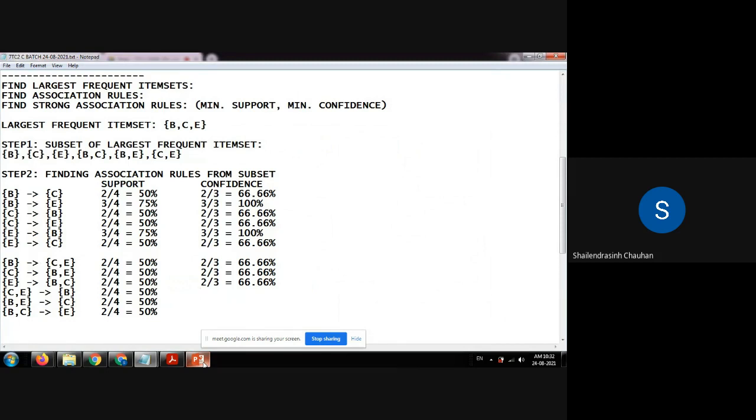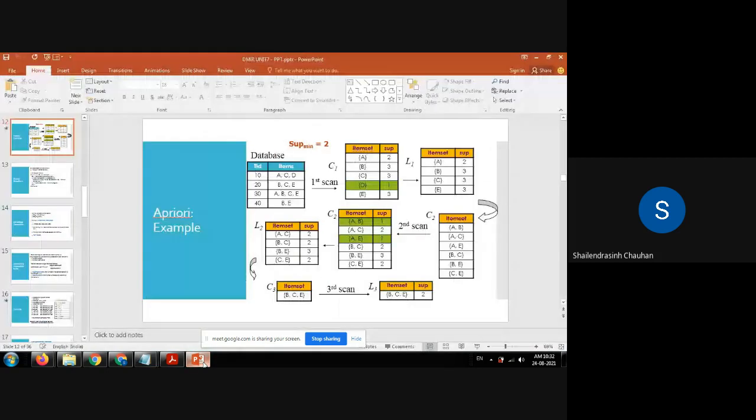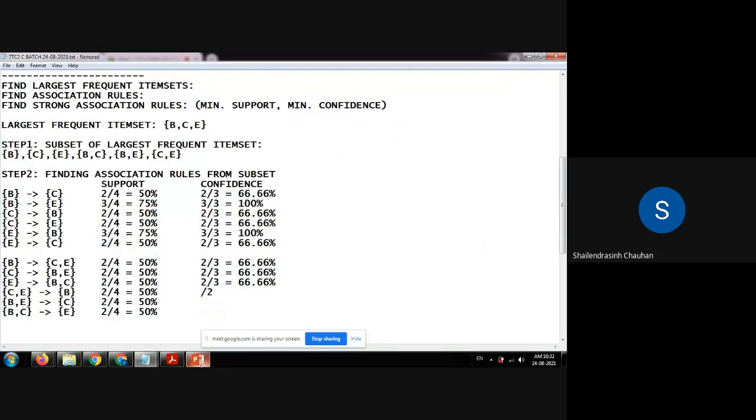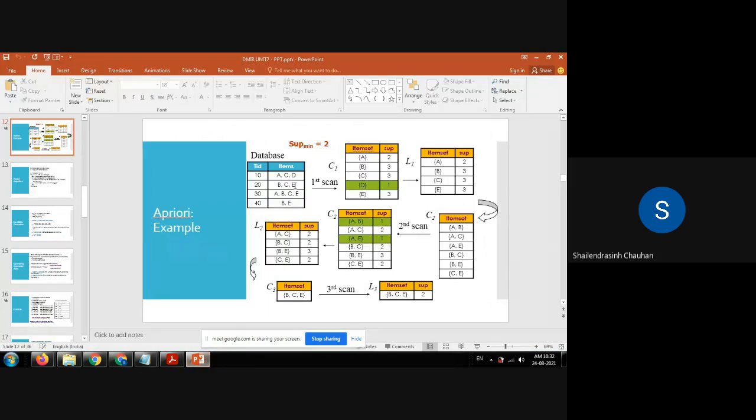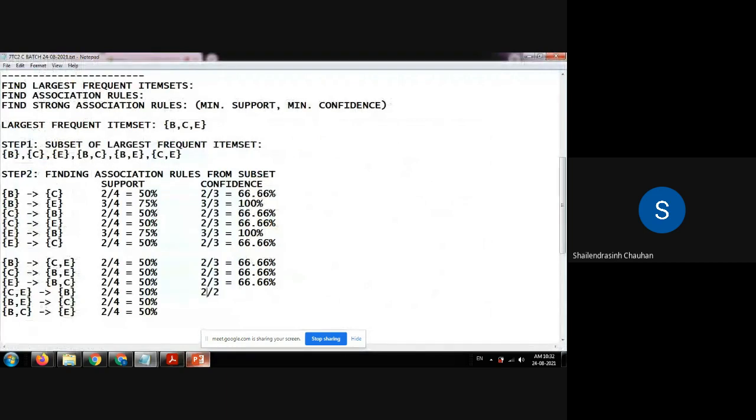And now CE together. In how many transactions you are having CE both together? 20, 30. So 2 transactions. Out of those 2 transactions, wherever you are having CE both together, you are having B. How many transactions? 20, 30. 2 transactions. Exactly. So you will be having 100% of confidence for this.